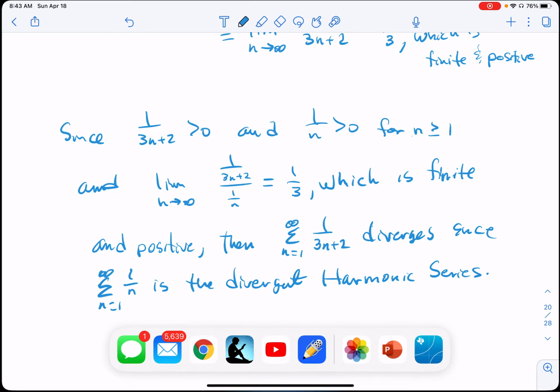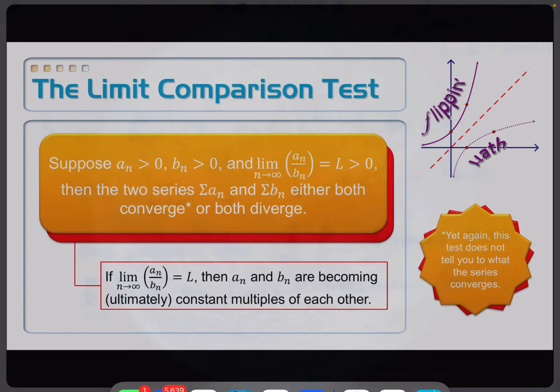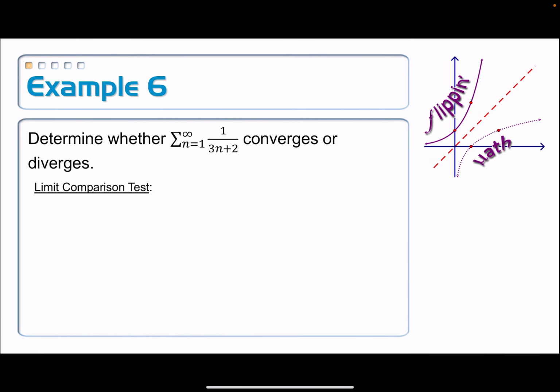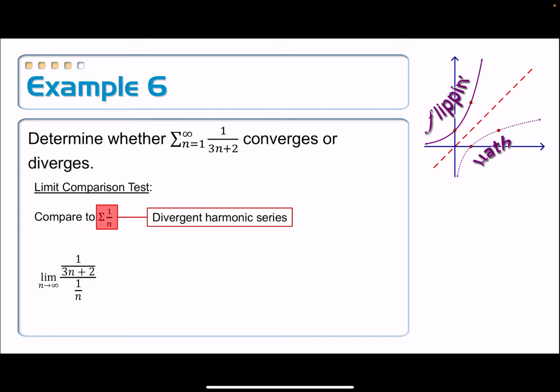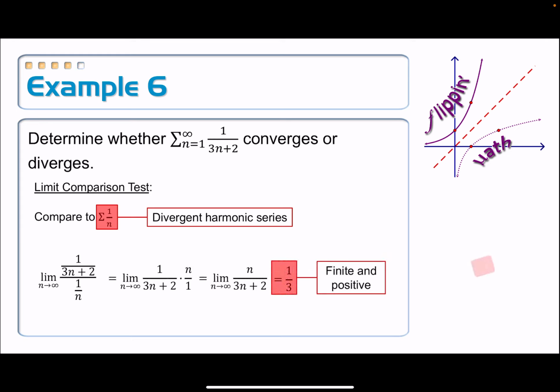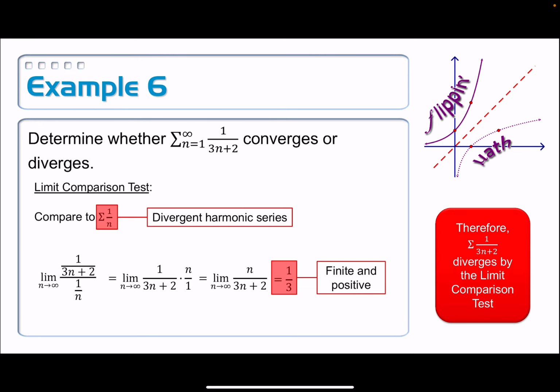Okay, so here's just a recap of what happened back on the slideshow. With the limit comparison test, we're comparing to the divergent harmonic series right here. I'm glad it said that right here so I could read it off. Then you establish your limit, which is finite and positive. And then you can say that they both do exactly the same thing by the limit comparison test.